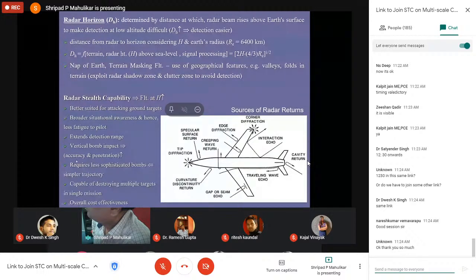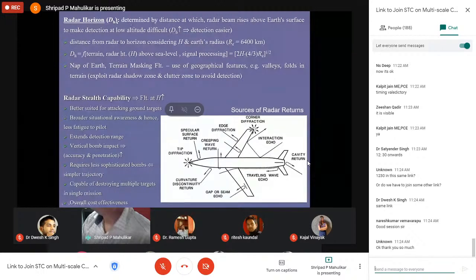Now, how does this radar stealth, that is RCS reduction, help? To begin with, I briefly cover a concept, the radar horizon. Radar horizon is determined by the distance at which the radar beam rises above the Earth's surface, which makes detection at low altitude difficult. So if the radar horizon is larger, then detection becomes easier.